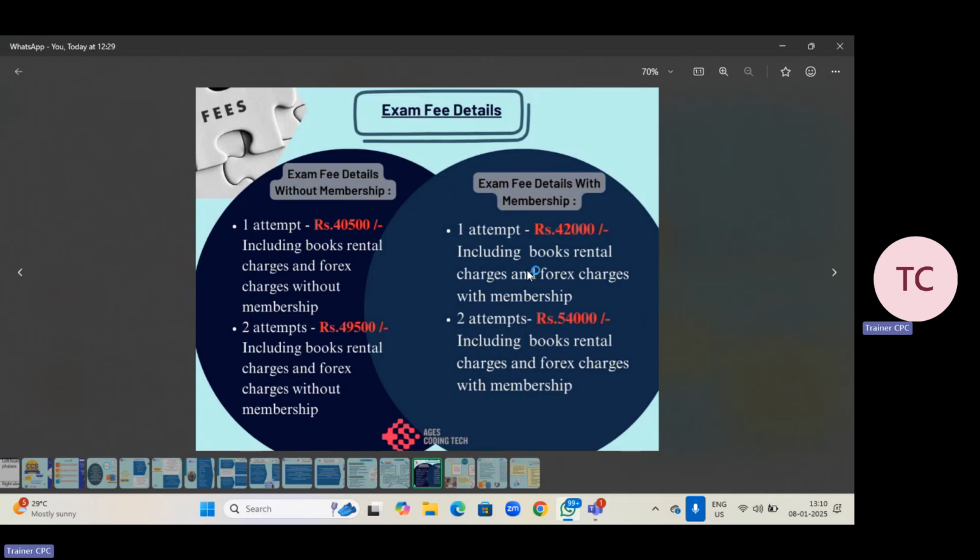And the next advantage of getting membership is, if you are not able to clear your exam in the first attempt and you want to go for a second attempt, you can take your exam at a much lower fee. Whereas without membership, you have to pay high. So it is advisable to go with membership.